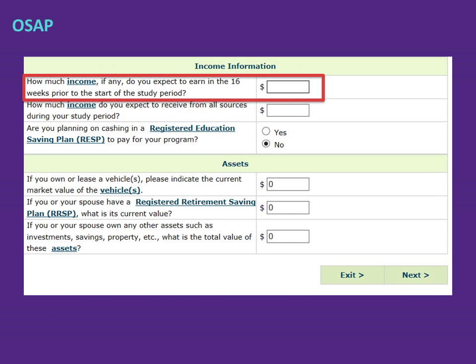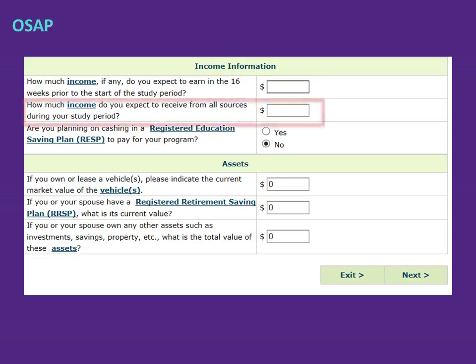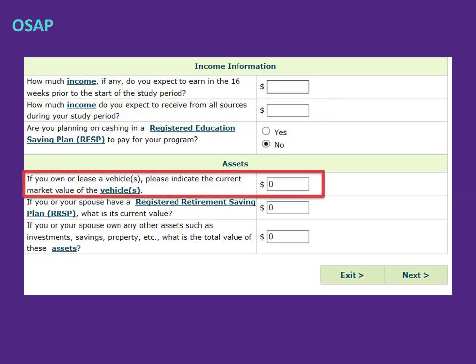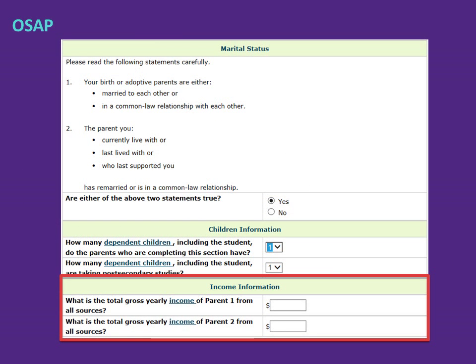You will then be asked about how much you expect to earn during the summer before you start university, how much money you expect to receive from all sources while you study, and the market value for any vehicle that you own. Finally, you will be asked about the income of your parents. The estimator will take you 5 to 10 minutes to complete.